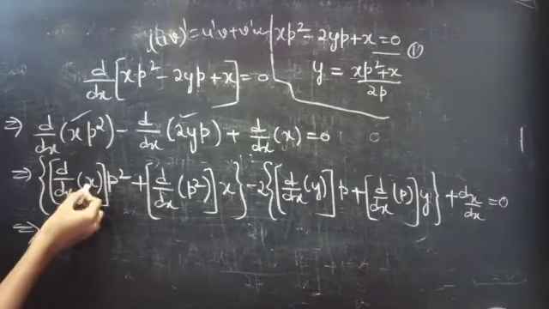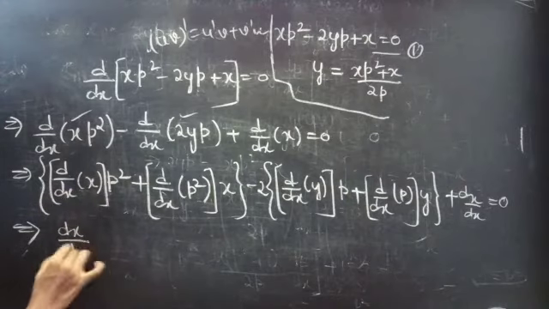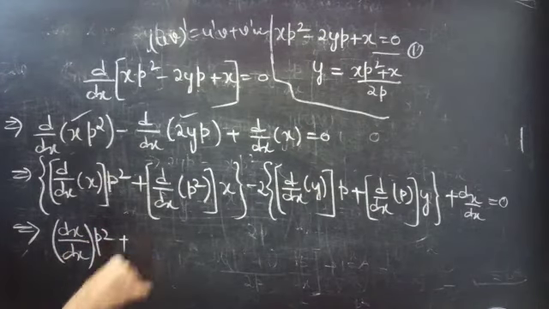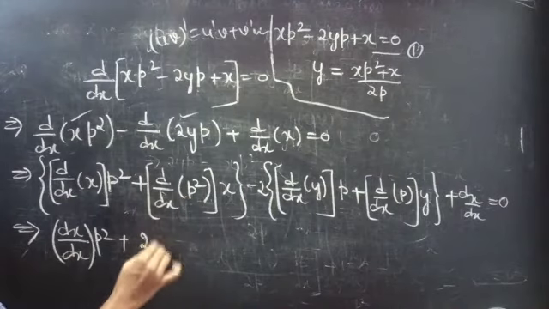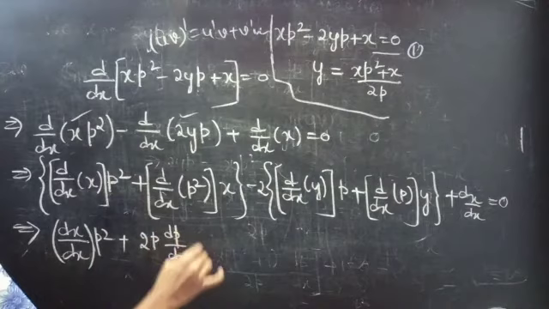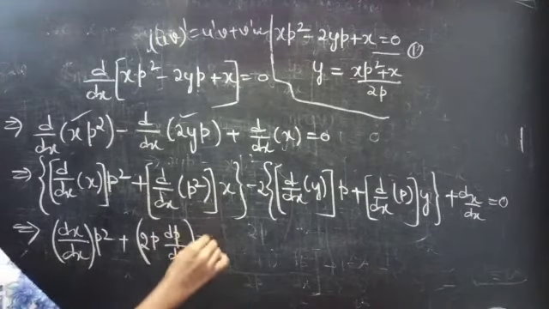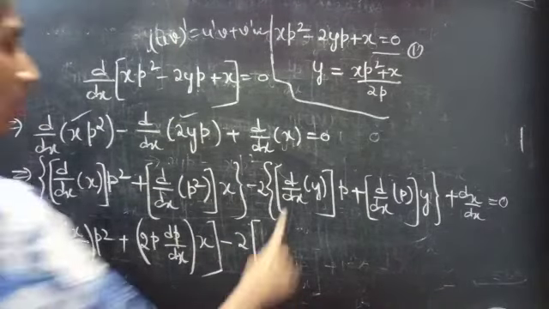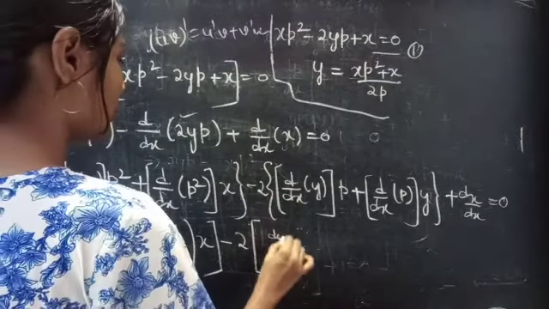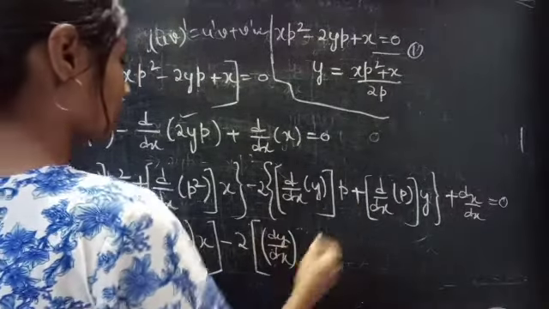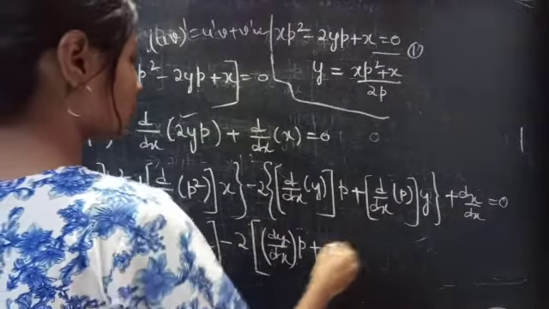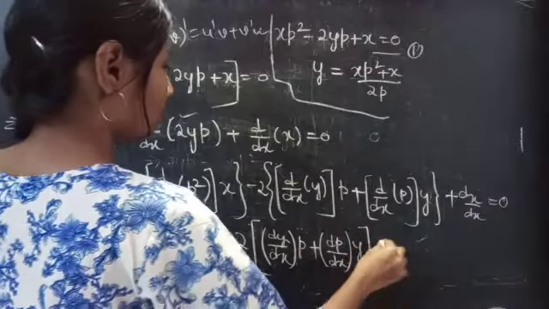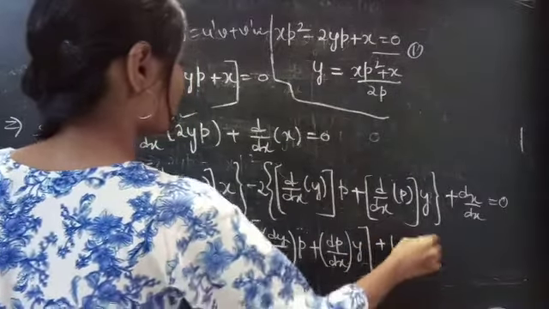Then derivative of x with respect to x, that is dx by dx into p square, plus derivative of p square with respect to x is 2p into inner derivative dp by dx, into x, minus 2 into derivative of y with respect to x, dy by dx into p, plus derivative of p with respect to x is dp by dx into y, plus dx by dx is 1 equals 0.